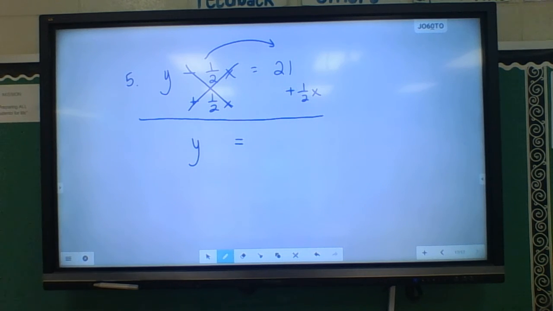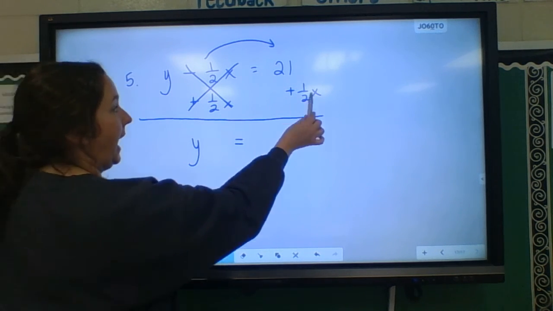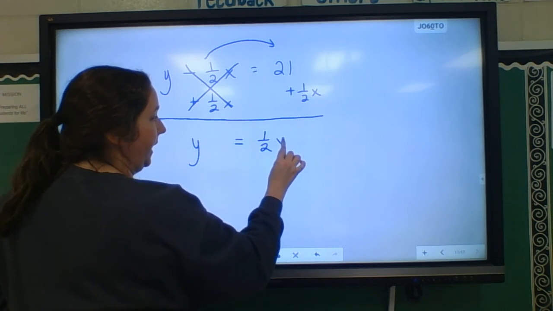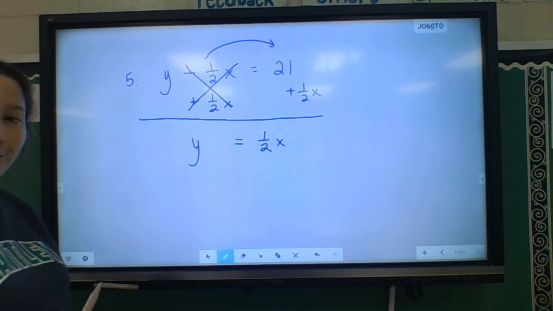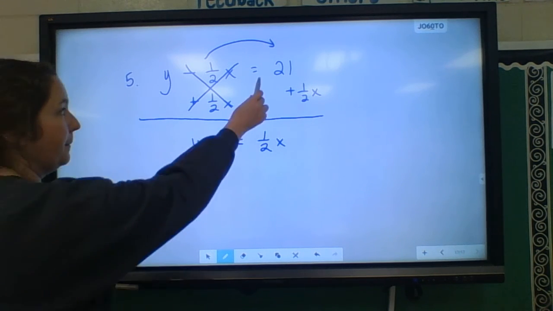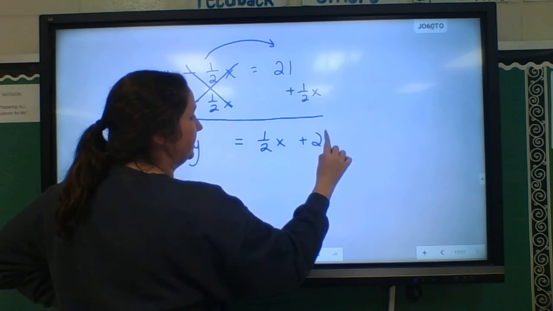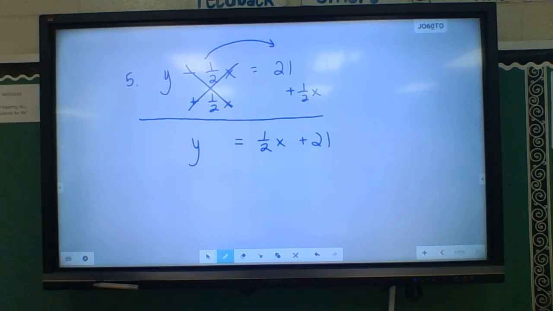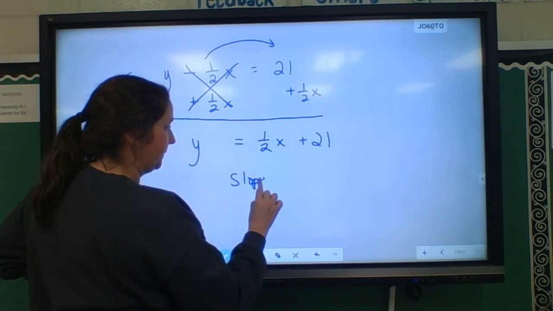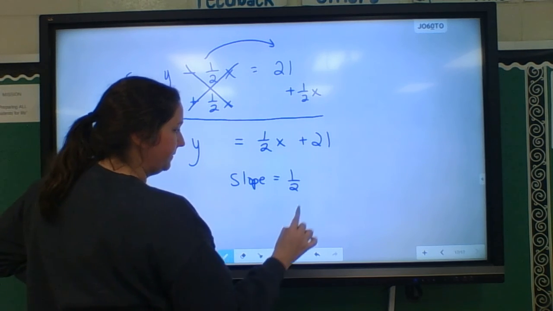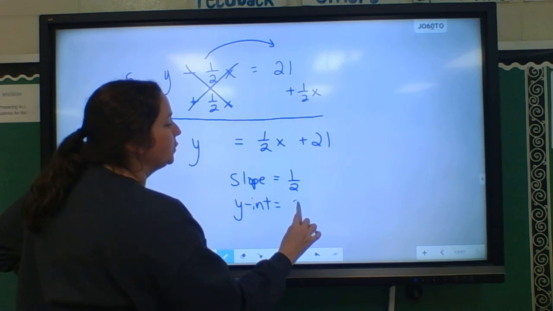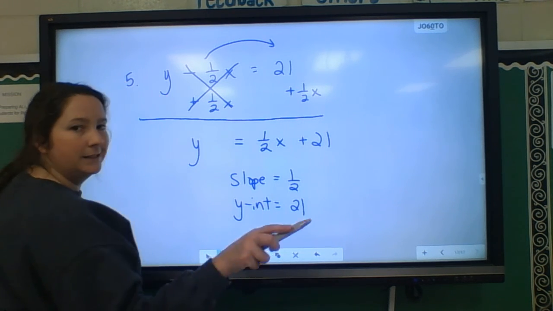But remember, my preference, I have the 1/2 x first. It's a positive 1/2 x. So I'm going to just write 1/2 x. Don't have to have a plus sign. And then the plus 21 because it's a positive 21. So what is my slope? 1/2. And my y-intercept, 21. That's it.